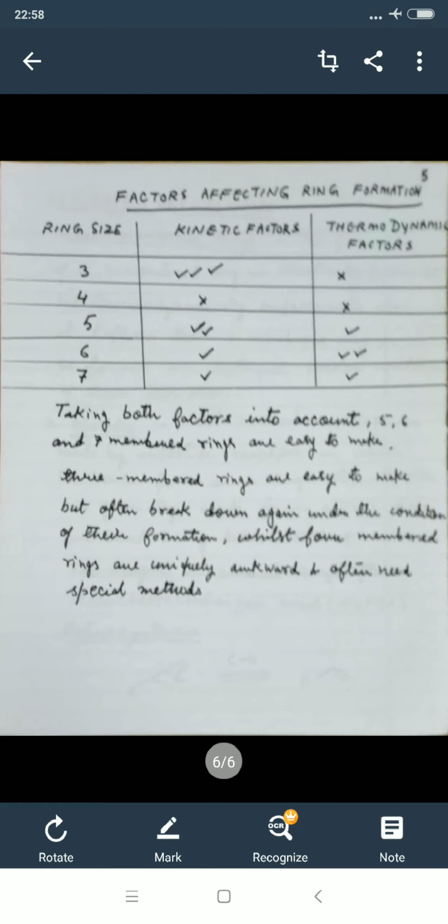Rings are easy to make. 3-membered rings are easy to make but often break down again under the condition of their formation, whilst 4-membered rings are uniquely awkward and often need a special method. So here is some introduction about the factors affecting the formation.